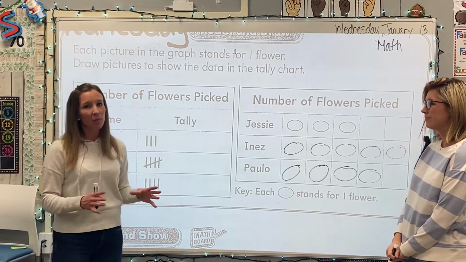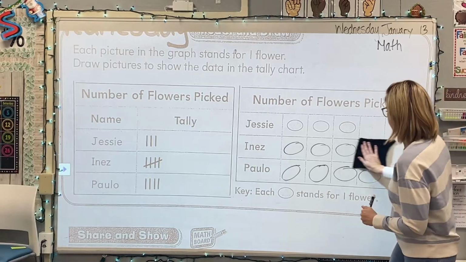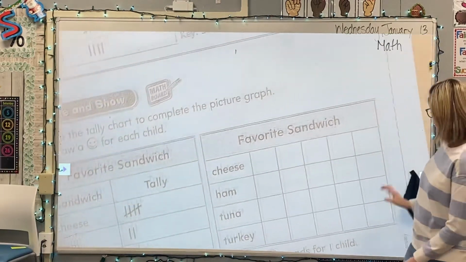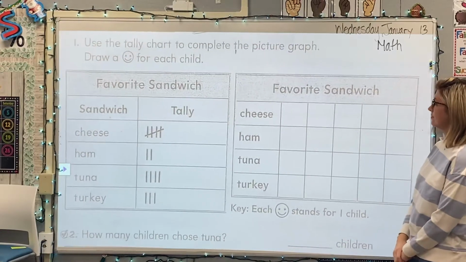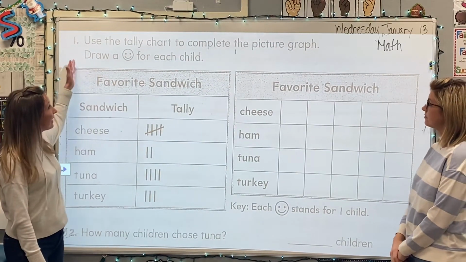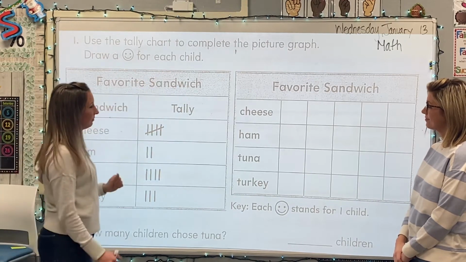Let's take a look at the bottom where there are some questions that we need to answer and another graph. All right, so here we go. It says, use the tally chart to complete the picture graph. Draw a smiley face for each child.